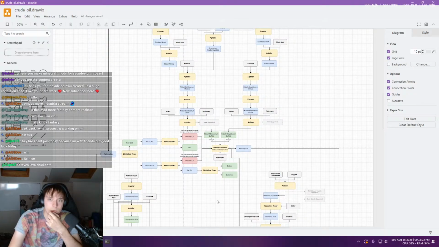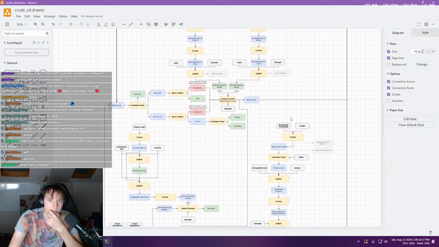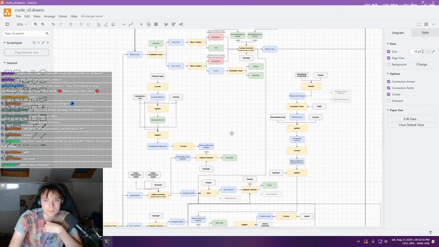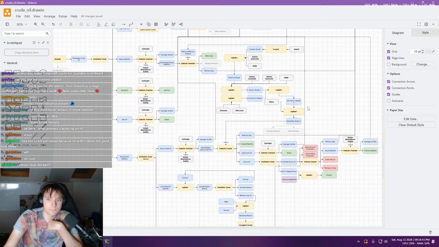Okay. Literally, only two machines here already exist: the Crusher and the Agitator. That's it. Oh, and the Furnace, of course. But all of the other ones here... they don't exist, right?